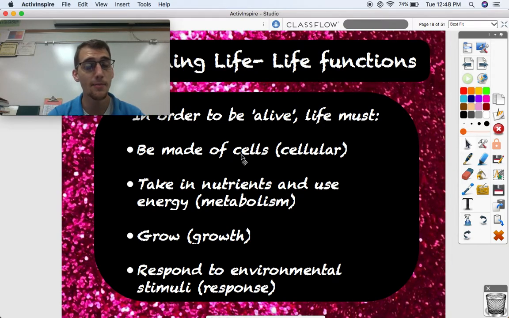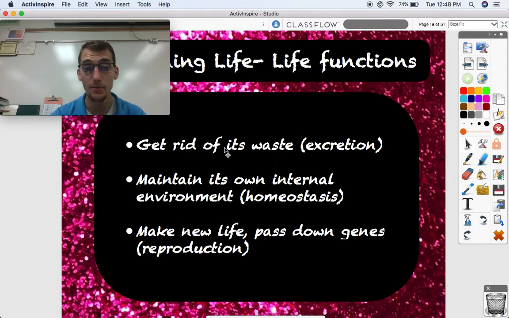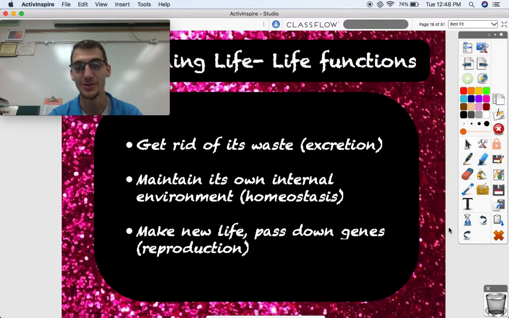They're not able to metabolize. They're not necessarily able to grow. They can respond to an environmental stimulus. They can't get rid of waste. They do maintain their own internal environment. And we all know that they can reproduce, from what's going on in the world today. We all know that viruses can reproduce and pass down traits or pass down genes.